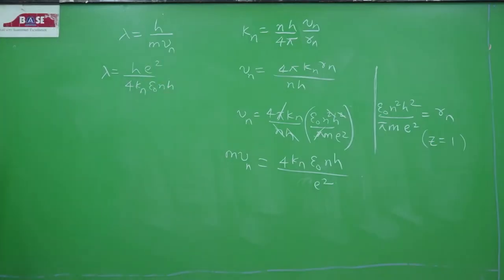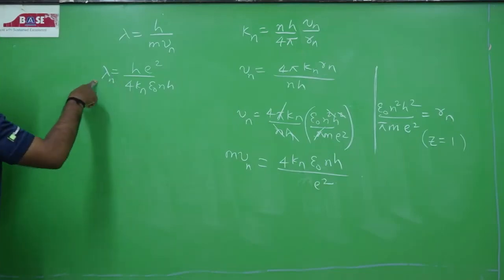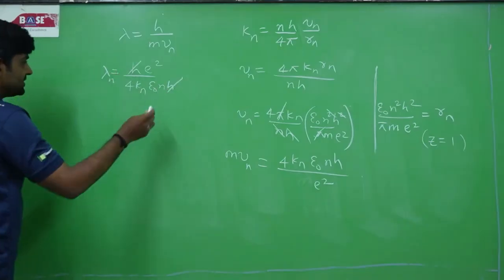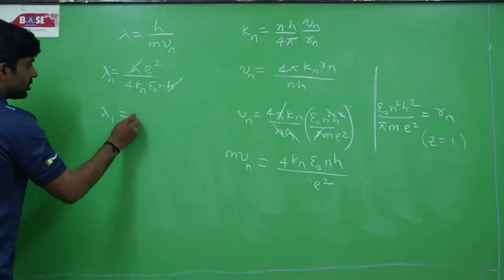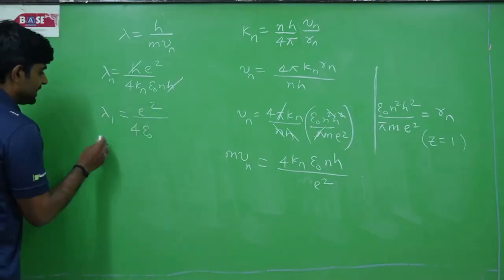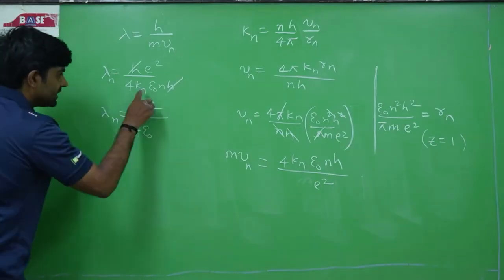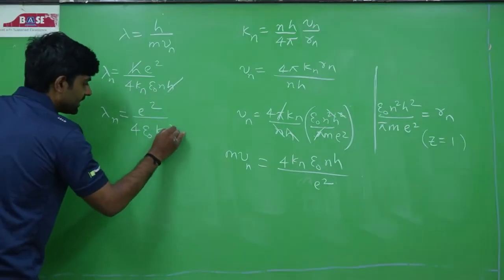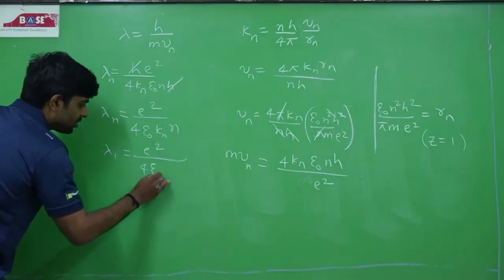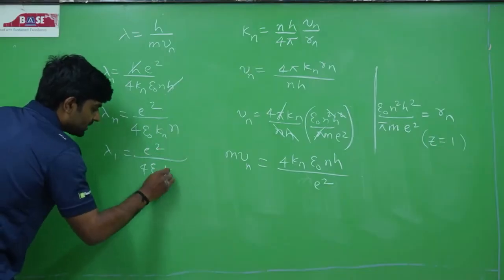Okay, so we finally got lambda n, the de Broglie wavelength in the nth orbit. If the de Broglie wavelength in the nth orbit is this value, then we can just get rid of this h dependency, and lambda in the first orbit would be e squared by 4 epsilon naught K1.